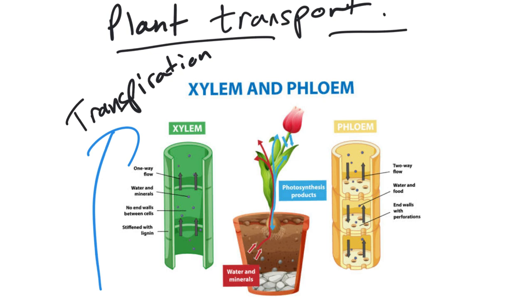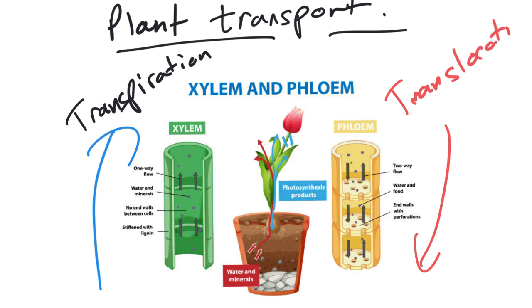The phloem's job, on the other hand, is to take the photosynthetic products such as the sugars and amino acids that are produced in the leaves to every part of the plant. So it moves it back down from the leaves to the rest of the plant. This is a process called translocation, as opposed to in the xylem where transpiration happens.